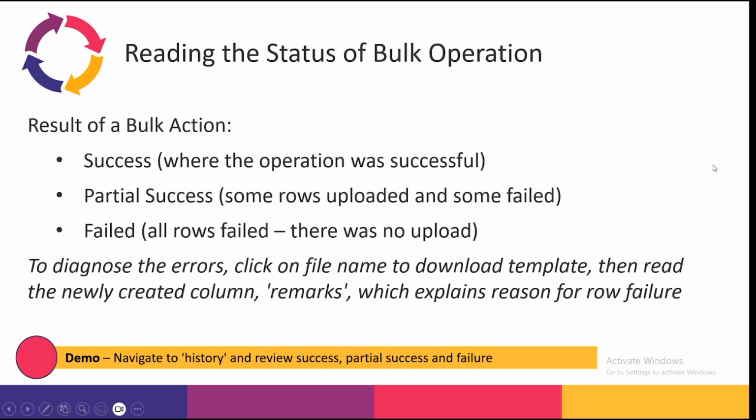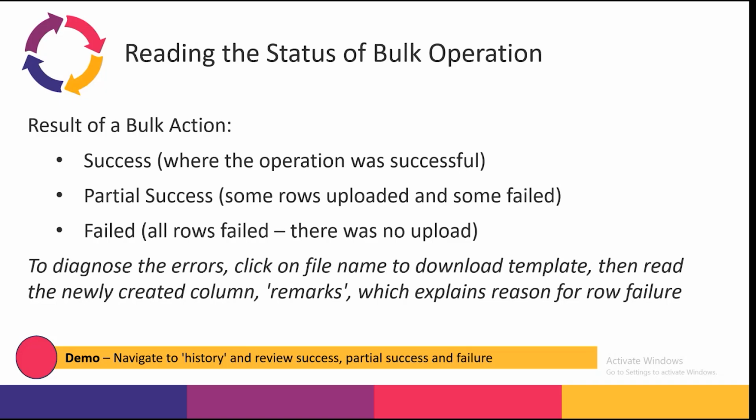So this is just to show you the result of the bulk action. It can either show you a success, so that would be the whole operation being successful. It will show you partial success, some rows uploaded and some failed, and you can identify which rows uploaded and which failed from the report that it provides. Or it says the operation completely failed, so all rows failed and no new upload or change happened.